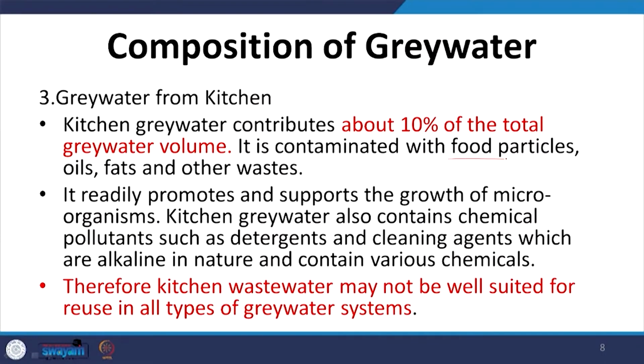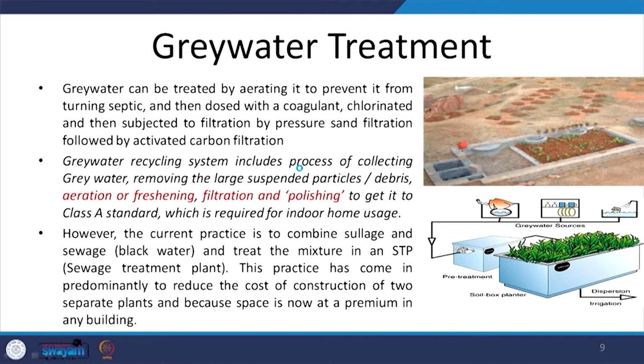When we are talking about grey water from kitchen, we see that around 10% of the total grey water volume is generated from the kitchens, and this is contaminated with food particles, which is organic waste. It also has oils and fats for which special traps like grease trap may be required, and some other wastes. It also has small quantities of chemical pollutants, but largely organic pollutants and oils and fats. So, that is the composition of kitchen grey water.